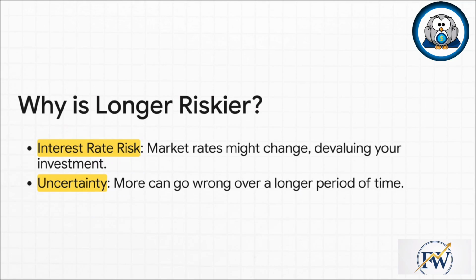First, you've got interest rate risk. Imagine you're locked into a long-term loan at a low rate, and then market rates suddenly shoot up. Ouch! Your investment is suddenly way less valuable. And second, it's just pure uncertainty. I mean, so much more can go wrong over 30 years than in just 6 months, right? The maturity premium is the lender's payment for taking on all that long-term unknown.